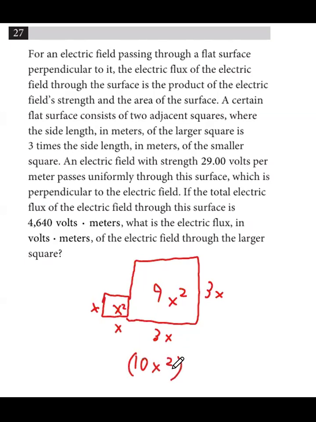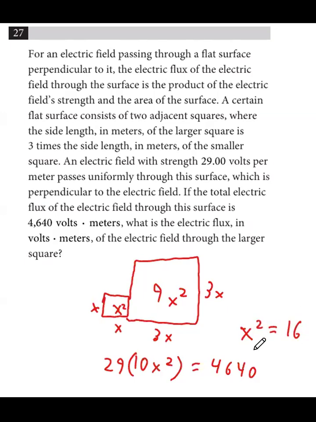And we need to multiply this by 29, because it says it's a product. And this should equal 4640. So we need to solve for x squared. So this is 290. Okay, and divide 4640 by 290, which would give us 16. So we know that x squared is equal to 16.